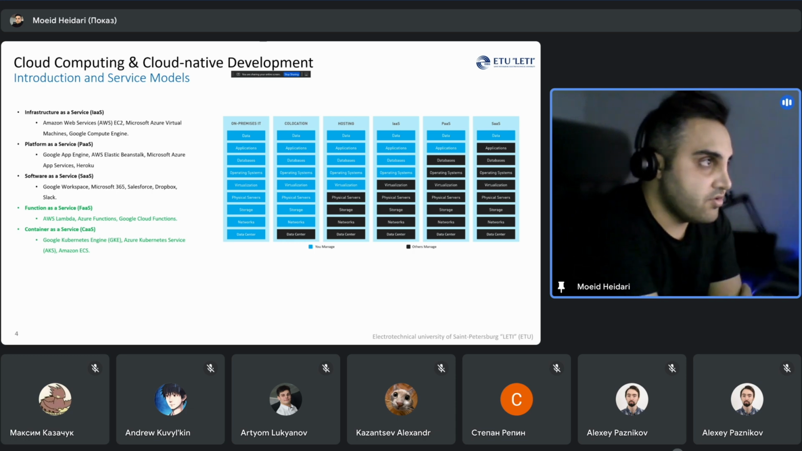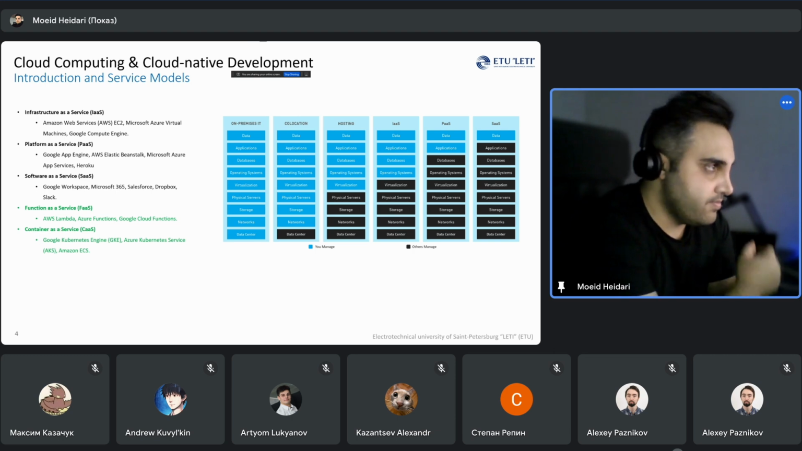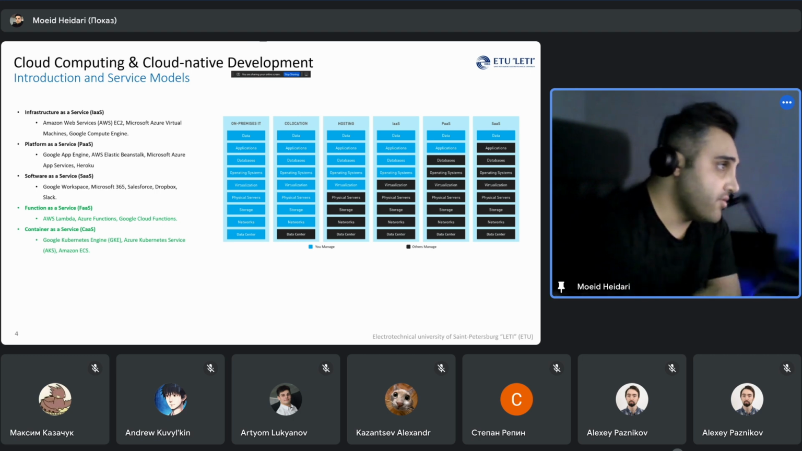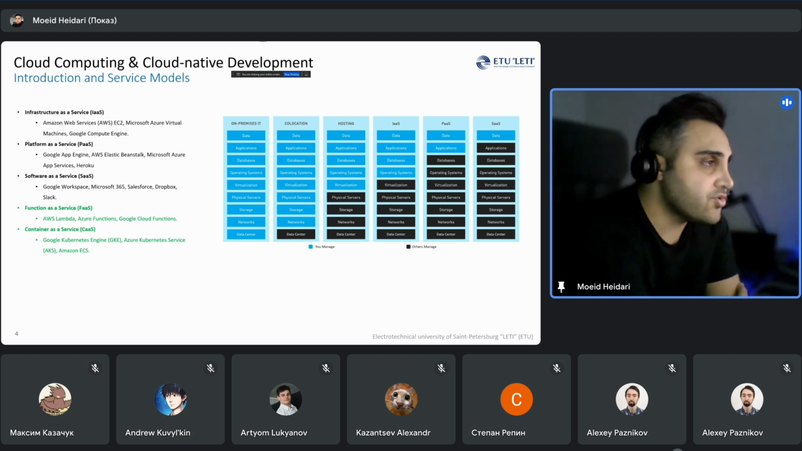So the function will be executed on the fly without any concern about the infrastructure of that. So Azure Functions also is doing the same thing as AWS Lambda, and Google Cloud Functions also is doing the same thing. Rather than that, we have CaaS, or container as a service also.